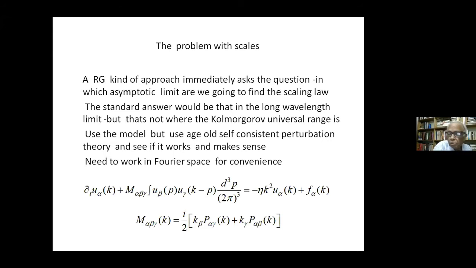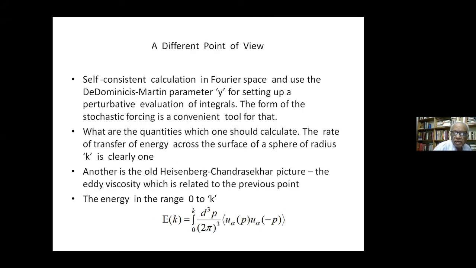So what we want to do is talk about this in Fourier space, which is the convenient thing. And this is Navier-Stokes written down in Fourier space, the bilinear coupling, which you see is the nonlinearity and the cause of all the difficulties. The M is the coupling constant coming from the derivative that was there.